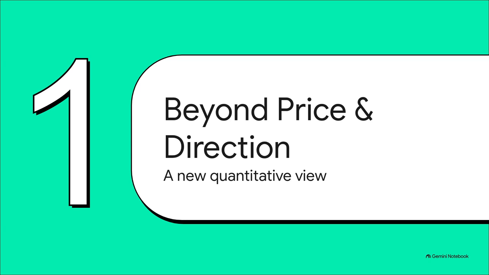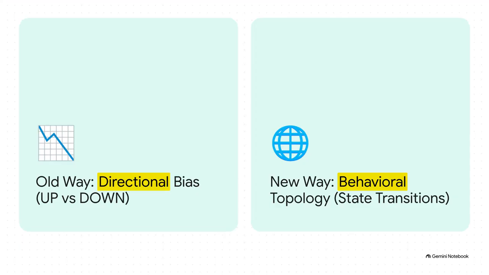We really need to challenge the status quo of how quants normally analyze the market. Think about what we've been doing up until now. We've relied so heavily on a basic binary model, right? It's either bullish or bearish, up or down, left or right. But here's the problem. If we only use those 2 buckets, we are literally collapsing a massive amount of valuable, granular information. The new way uses behavioral topology.